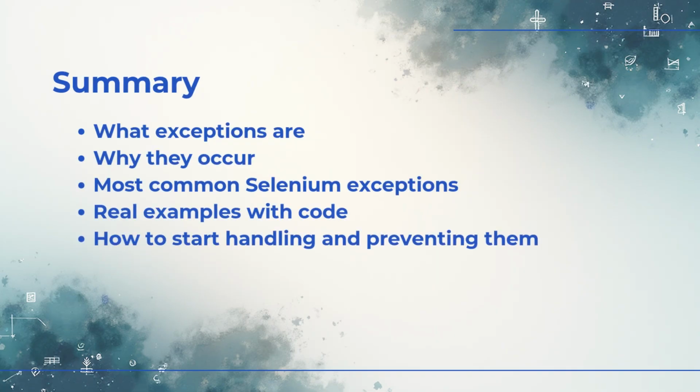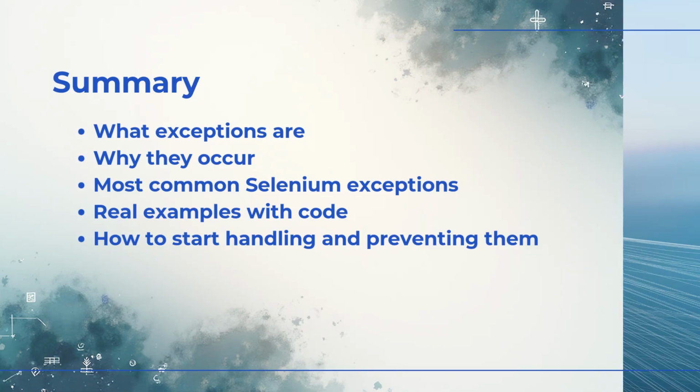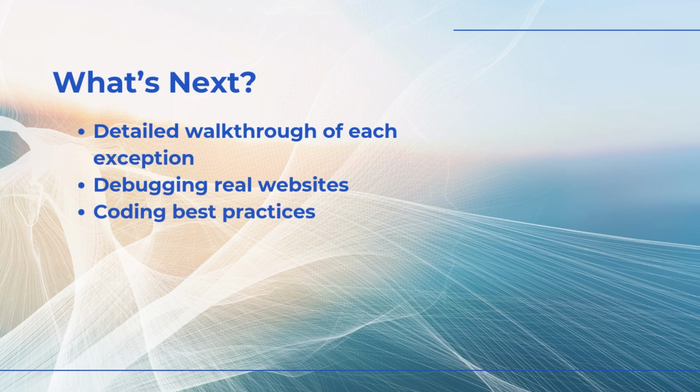To summarize, you learned what Selenium exceptions are, why they occur, and which ones you will face most often. You also saw a small code example that helped you connect the errors to real scenarios. So this understanding lays the foundation for stable, reliable automation scripts. What is next? In the upcoming videos, you will deep dive into each exception one by one, see debugging techniques, and write real automation scripts to reproduce them. This will give you a complete understanding of Selenium exceptions from beginner to advanced.